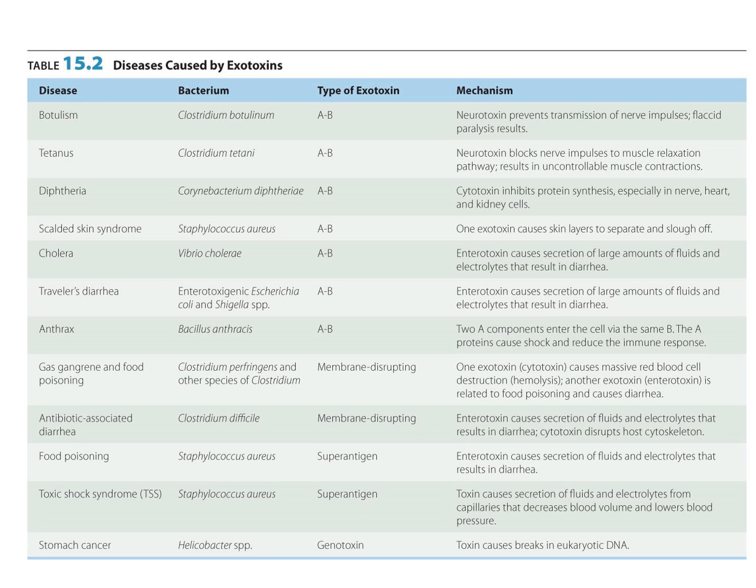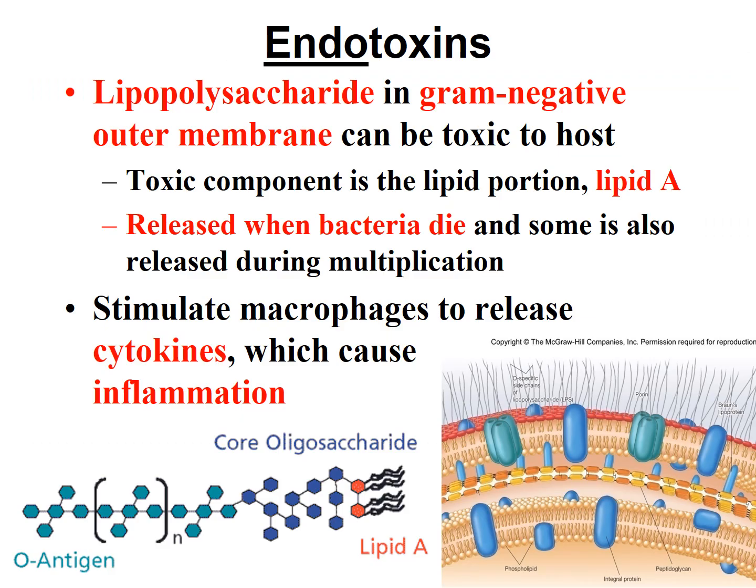Okay, and these are just some different bacteria and their exotoxins they're producing and the diseases they cause. All right, the other type of toxin that's produced by some bacteria are endotoxins. So remember, these are the lipopolysaccharides that are found in the outer membrane of only the gram-negative bacteria. So endotoxins cannot be produced by gram-positive bacteria.